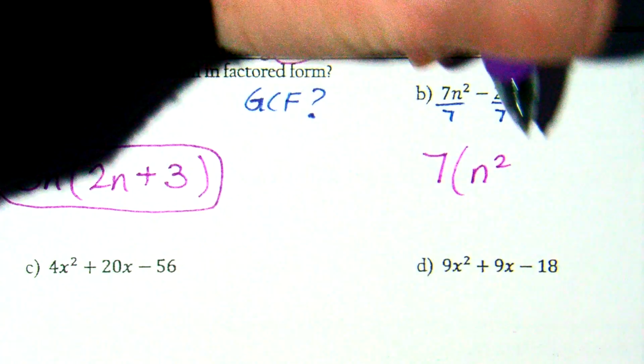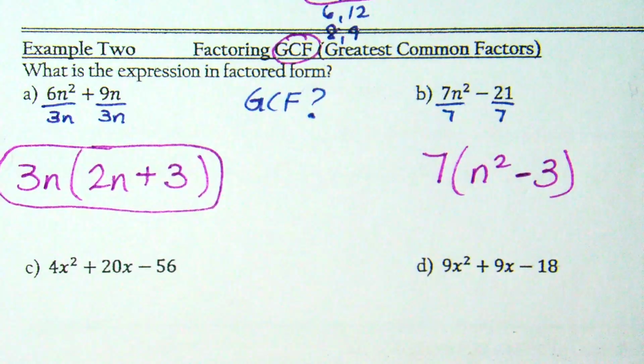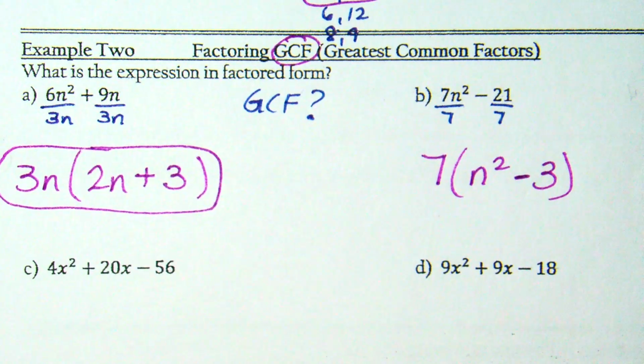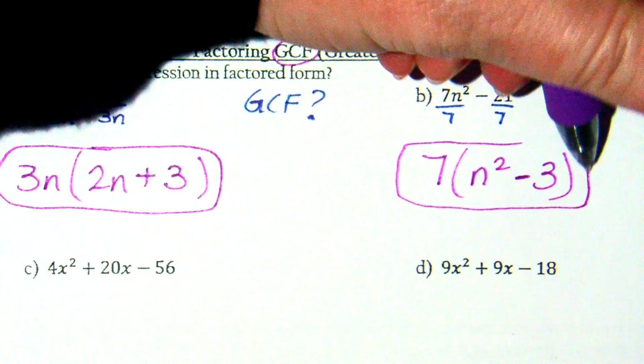Notice what I put out front of my parentheses: 7. When you factor that GCF out, you have to put it out front there. N squared minus 3 does not factor any farther. Now if 3 was a perfect square, it would, and we'd have to talk about that.